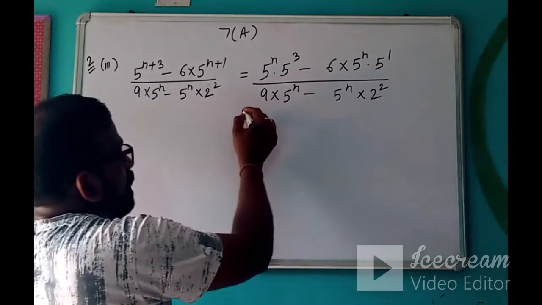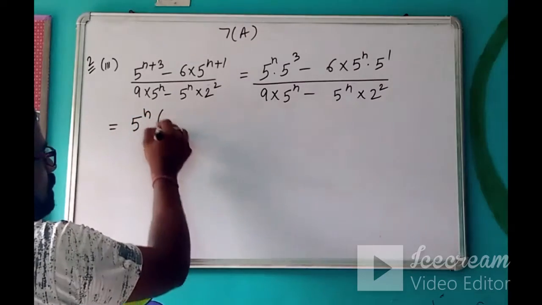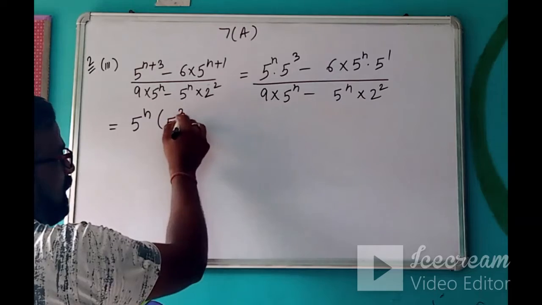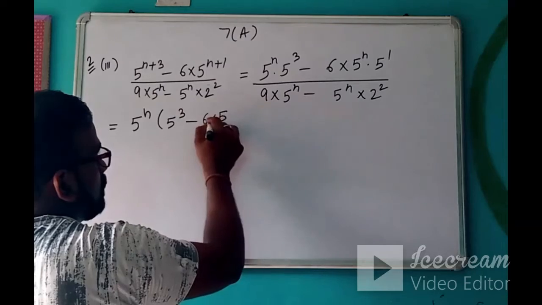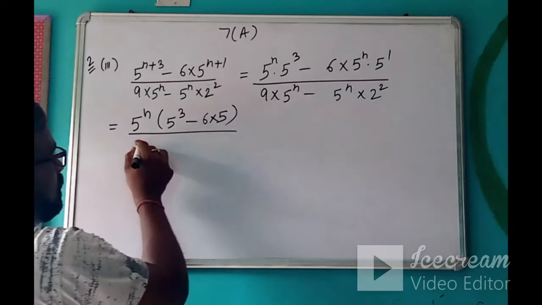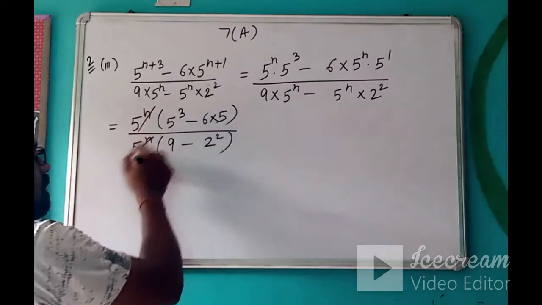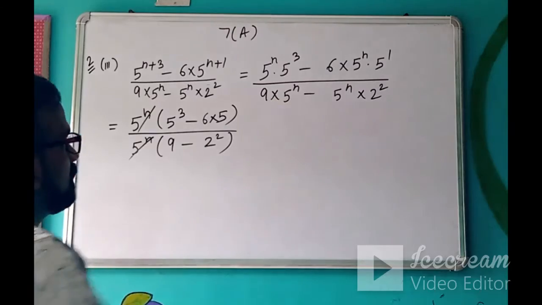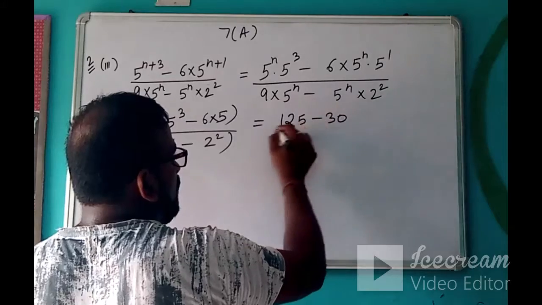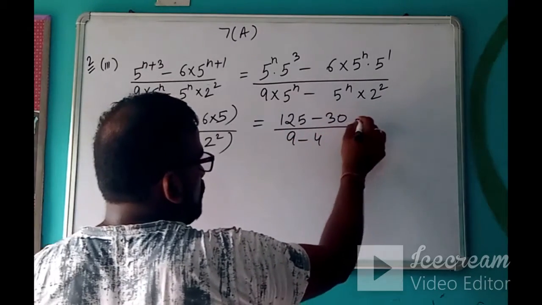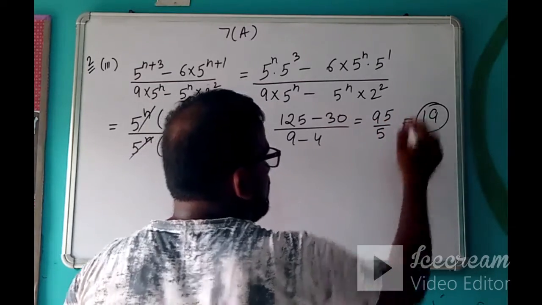Now, in the numerator, we will take 5 to the power n common. So what am I left with? 5 cube minus 6 into 5 upon 9 minus 2 square. Now we can simply solve like this: 125 minus 30 upon 9 minus 4, that is 95 upon 5, and our answer is 90.